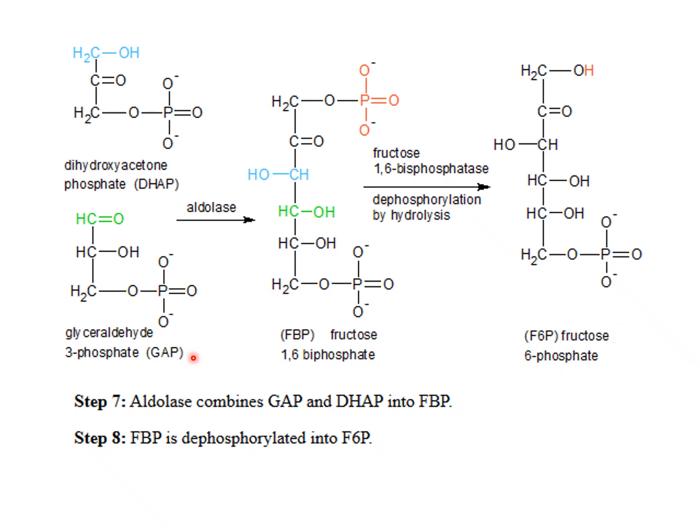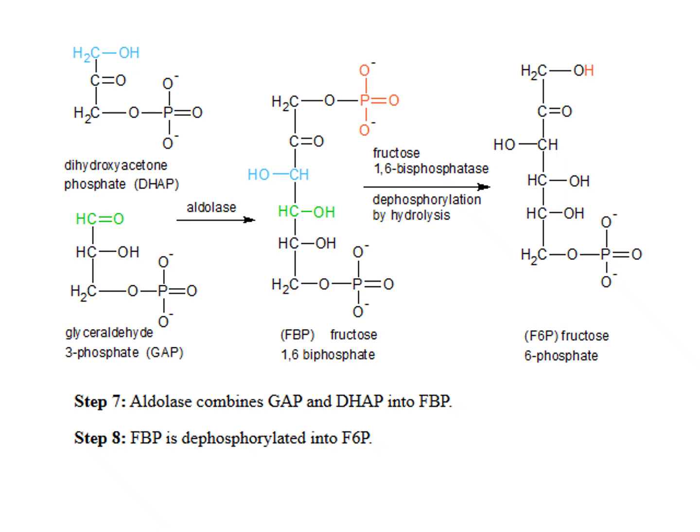So what happens during step 7? Aldolase combines GAP and DHAP into FBP, fructose 1,6-bisphosphate. Now fructose 1,6-bisphosphate is dephosphorylated into fructose 6-phosphate.